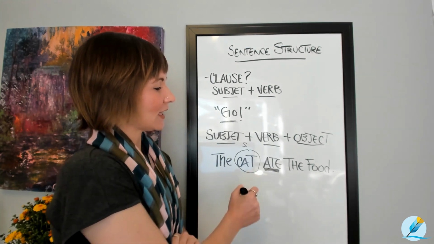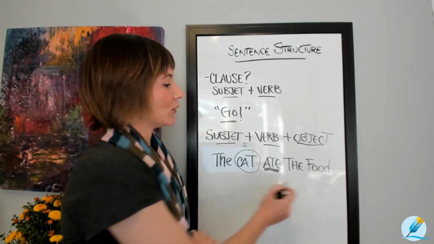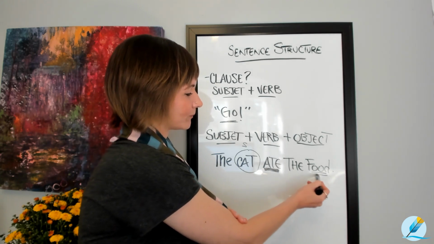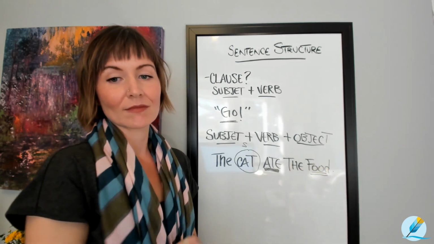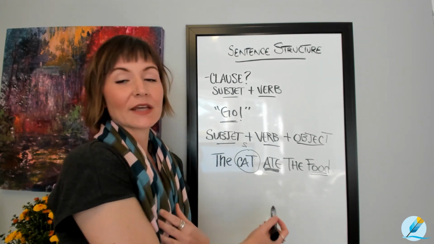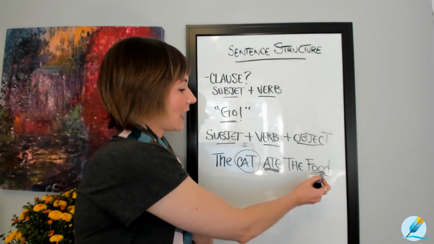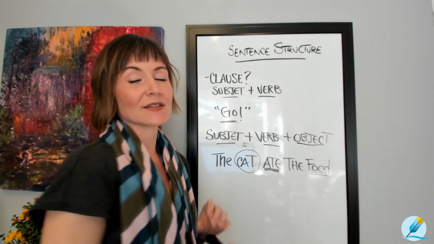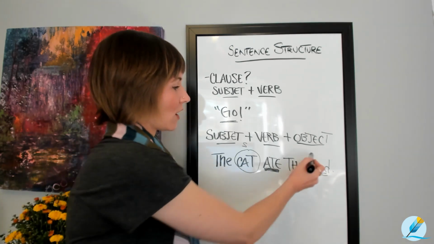What is receiving the action of the verb? It would be the food. So we can ask, the cat ate what? And our answer would be, the cat ate the food. In this sentence, the food is the object.